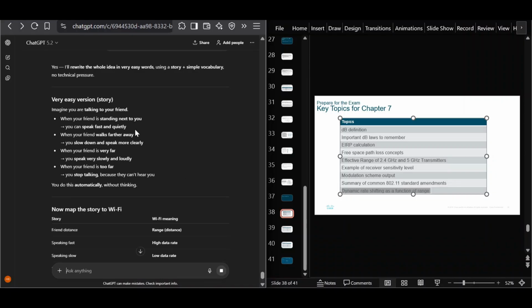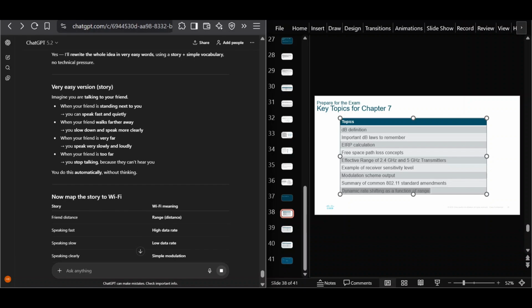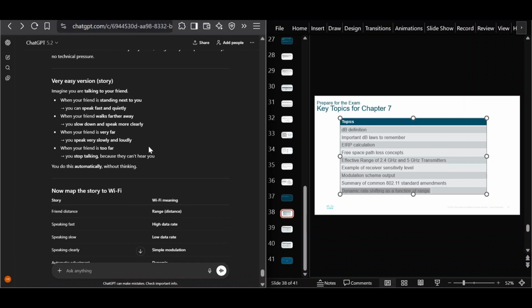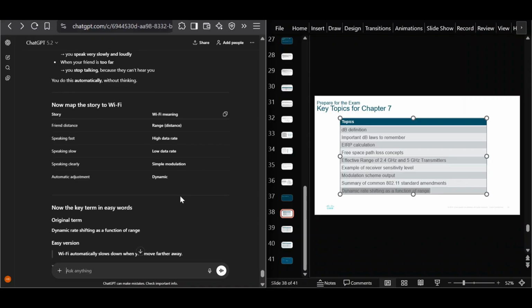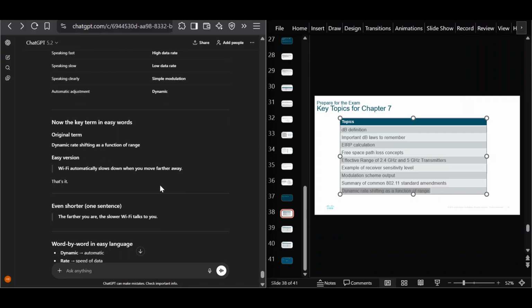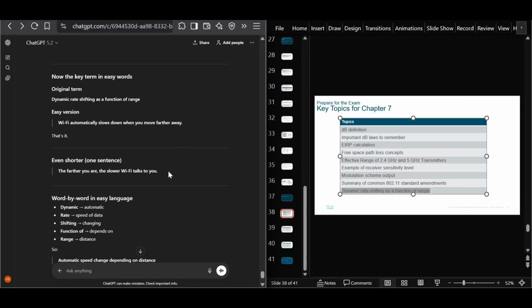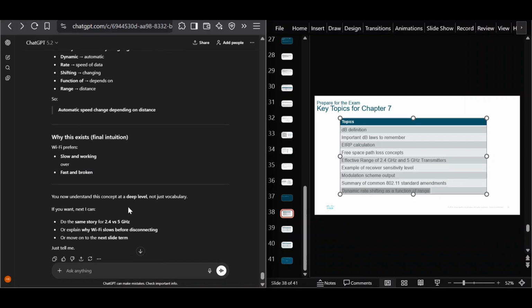When you are talking and your friend is far away, you slow down and speak more clearly. When your friend is close, you can speak fast. Distance range high, data rate low. Speaking simple, modulation is an automatic design. Now dynamic rate Wi-Fi works automatically, so that when you move further away, it slows down.